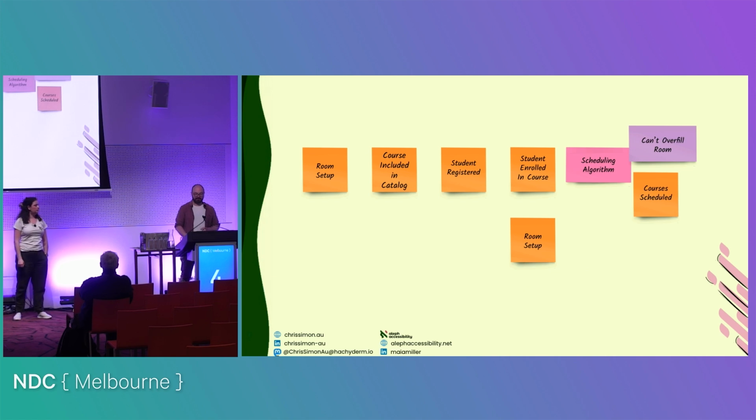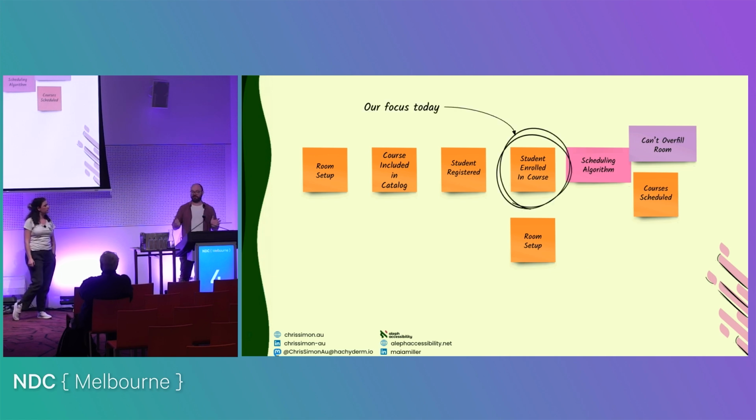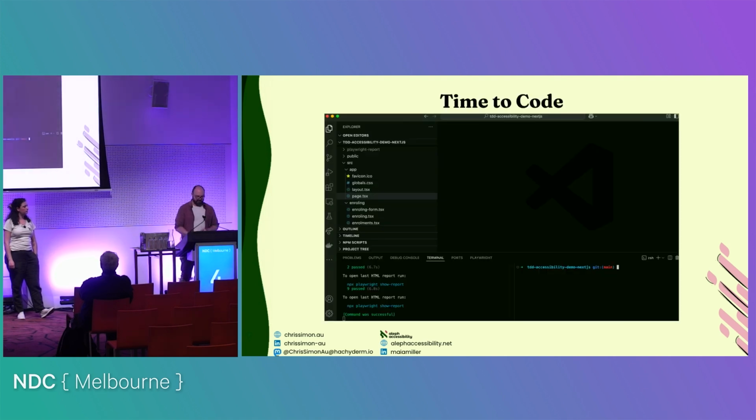But what we're going to be focusing on today is a particular interaction in this journey, and it's this one where the students are enrolling in the course. So they come to a page, they need to choose the course they want to enroll in, and then enroll in it, and we're going to be exploring all the different aspects of that simple interaction through using test-driven development and focusing on accessibility. So now it's time to dig into the code.